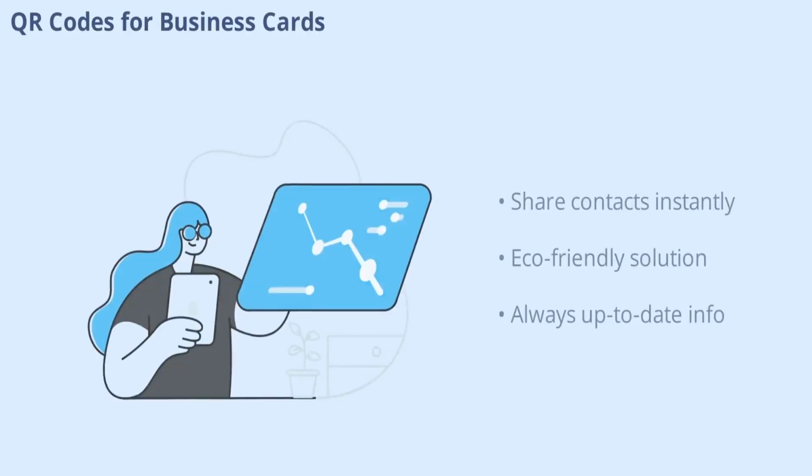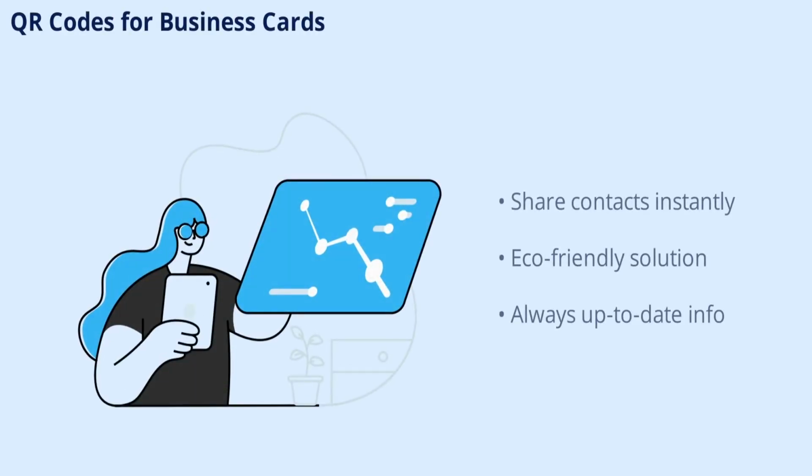Digital business cards often include QR codes that link to contact details, websites, or portfolios. Instead of exchanging paper cards, professionals can simply scan each other's codes to save information instantly. This modern approach is eco-friendly and ensures contacts are always up to date.